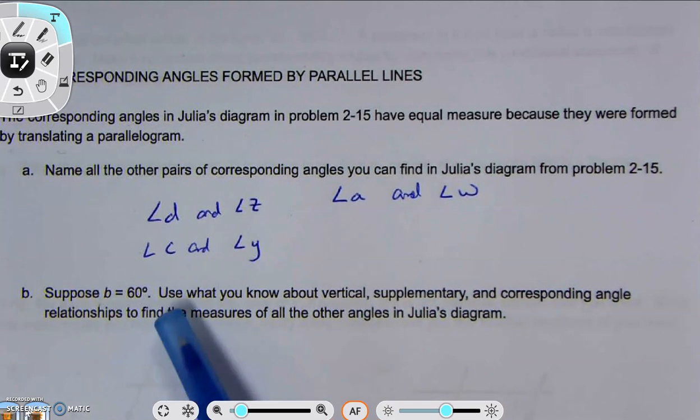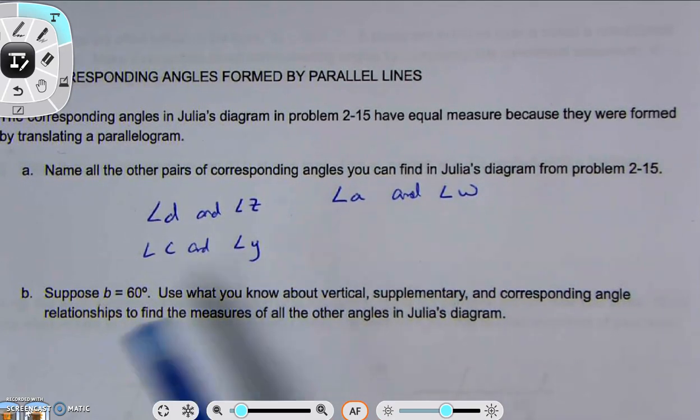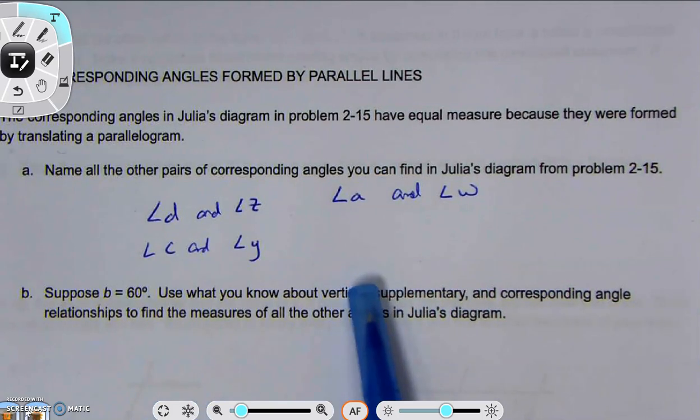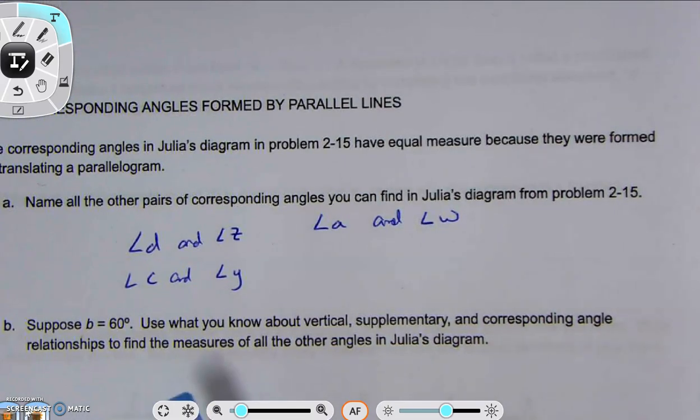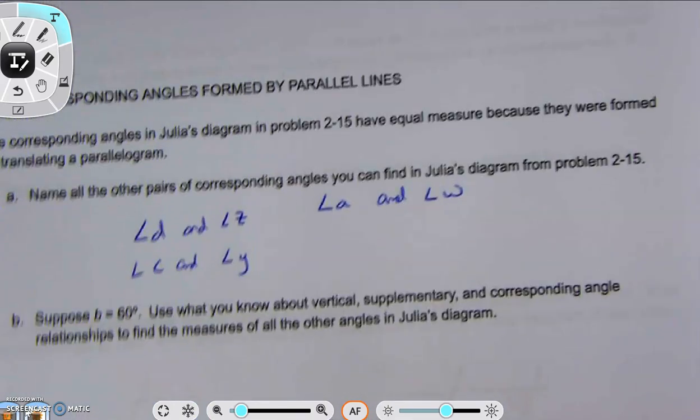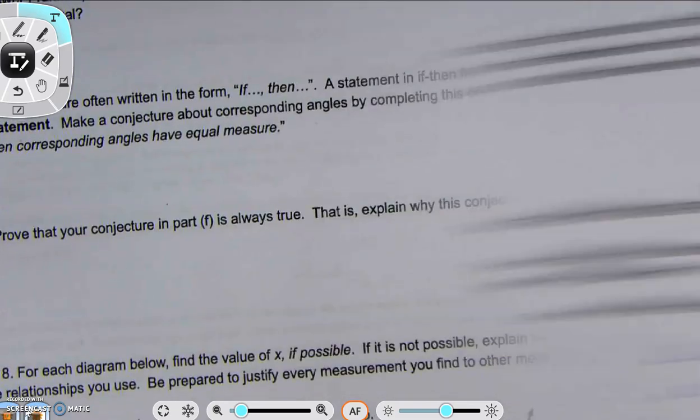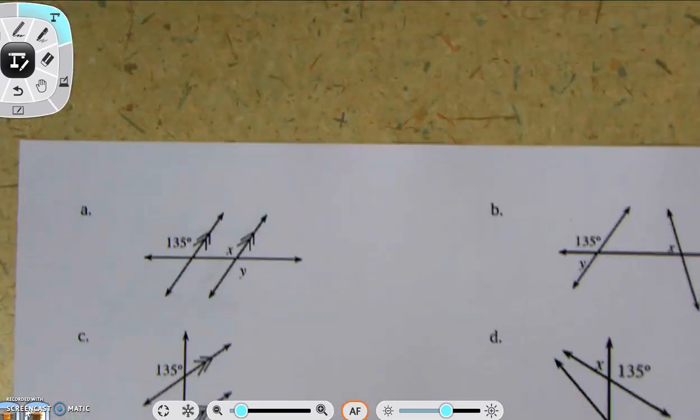Okay, so then it gives you, if B is 60, you can fill in some other things. So we can use vertical angles, what we know is true about them. That's super important. We can figure out supplementary, what we know about them, and any corresponding. So we should be able to fill in with those values what that is going to look like. So you can write out what each of them are going to be.